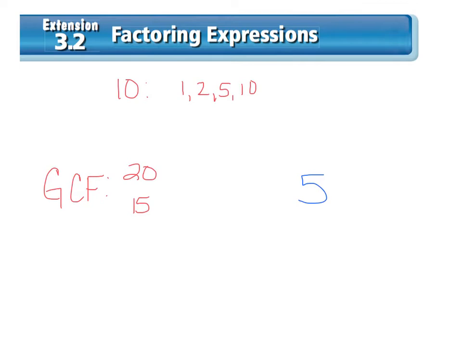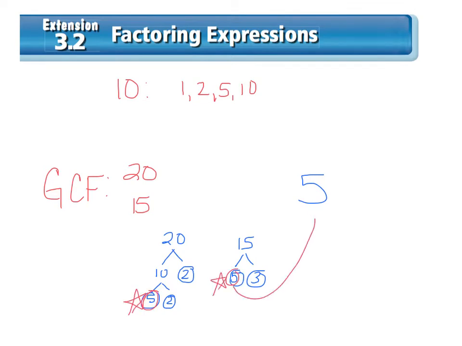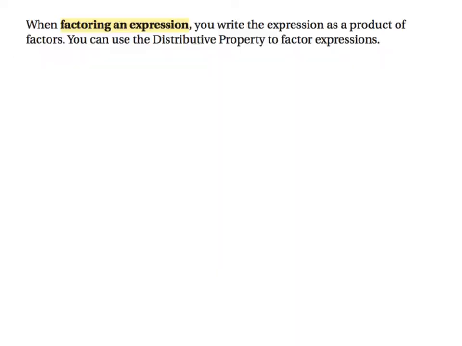Now, how you did that in the past is you probably made a factor tree. And two numbers that are factors of 20 could be 10 and 2. When it was prime, you circled it. So this would be 5 and 2. If you broke down 15, that gave you 5 times 3. And what factor do they have in common? They both have a 5. Therefore, your GCF was 5. Now, that's review. You've done that before.